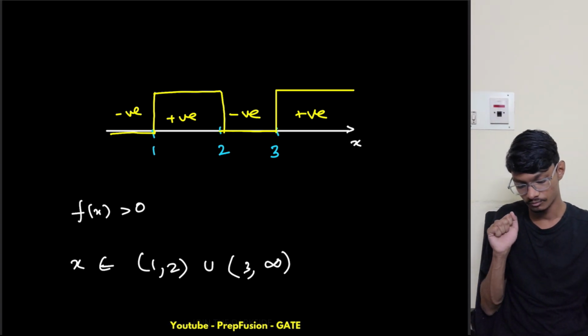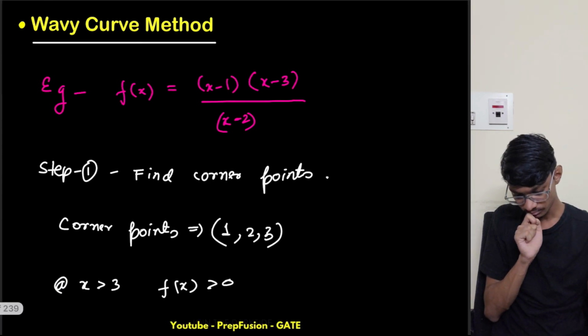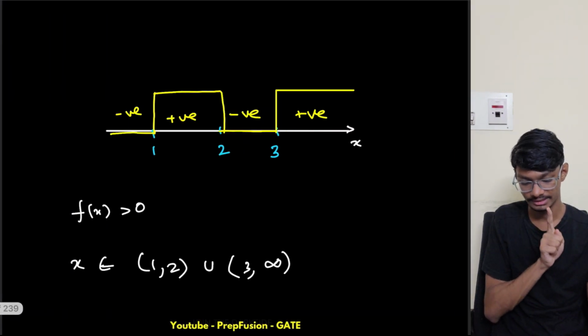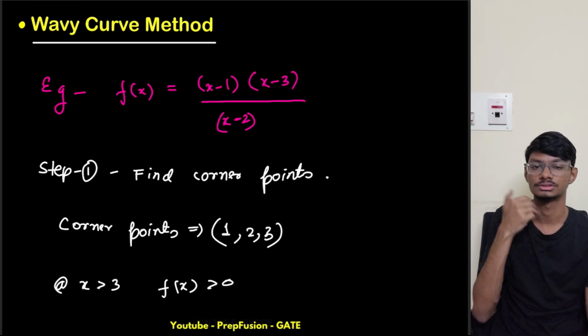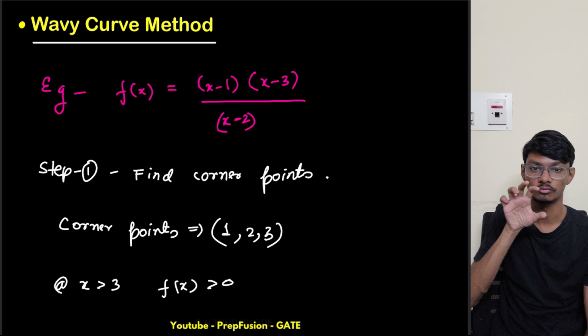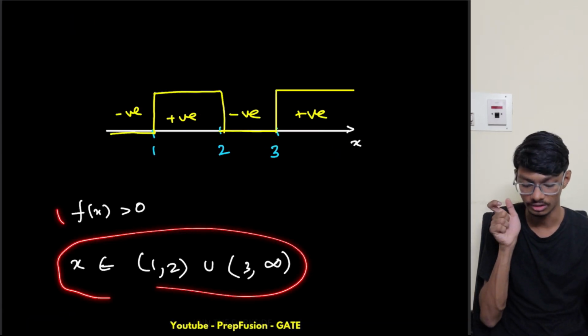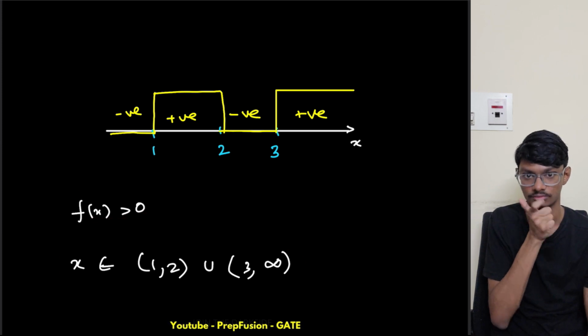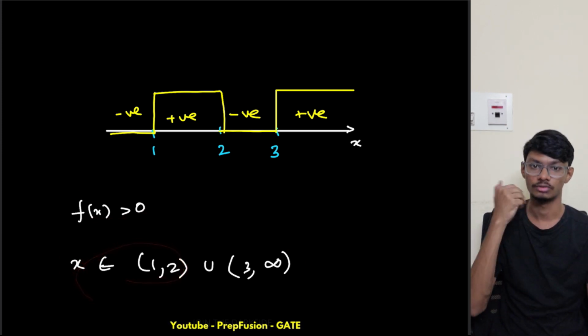Now, should these brackets be open or closed? For that, we have to check at these corner points. At x equals 1, we're getting 0. So this should be open, because 1 isn't included in this range, since we only want the positive values of f of x. So 1 will not be included.